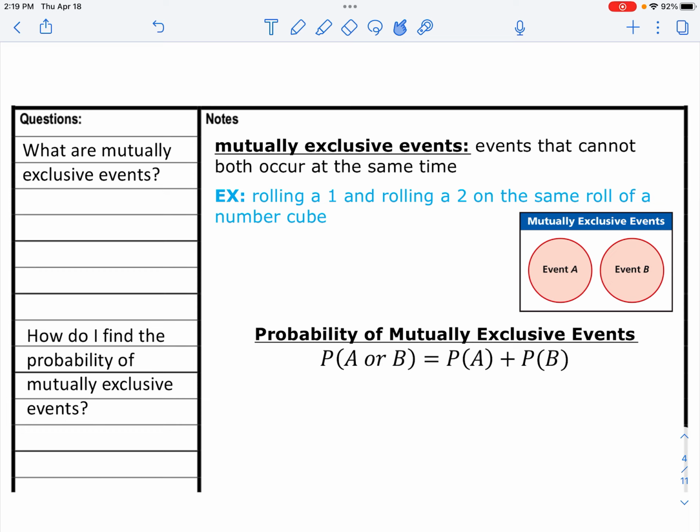Now, compound events you've done before, especially if they've been mutually exclusive. So these are mutually exclusive. You'll see here in this Venn diagram, these are two events that don't have any intersection. They don't have anything that overlaps. In other words, for probability, these would be events that cannot both happen at the same time. So an example would be rolling a 1 and rolling a 2 at the same time on a single roll. Obviously, when you roll, you can get a 1 or a 2, but you can't get them both at the same time.